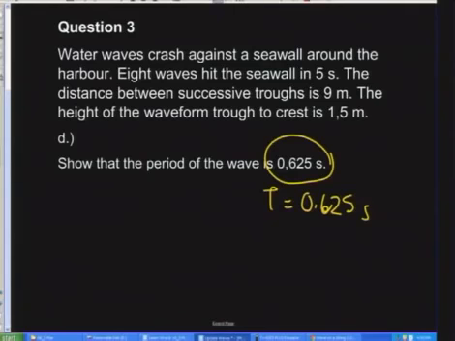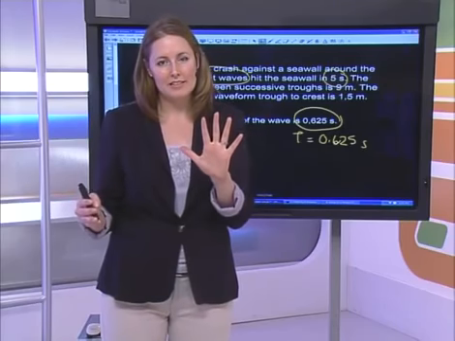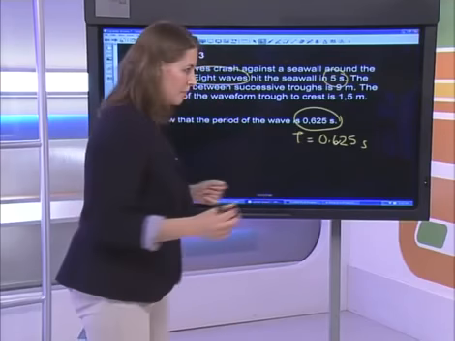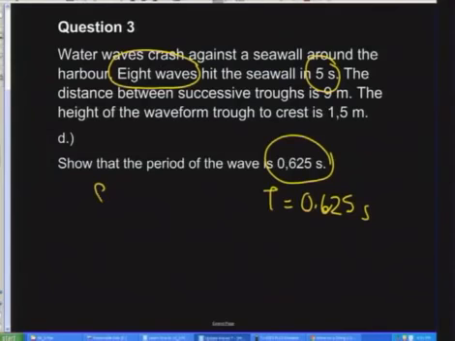Well, let's have a look at what we've got. The water waves crash against the seawall in the harbor. 8 waves hit the seawall in 5 seconds. This is what I will use, because that's telling me how many waves go past in 5 seconds. Well, let me use that. 8 waves go past in 5 seconds.